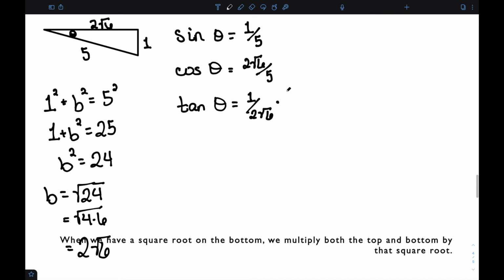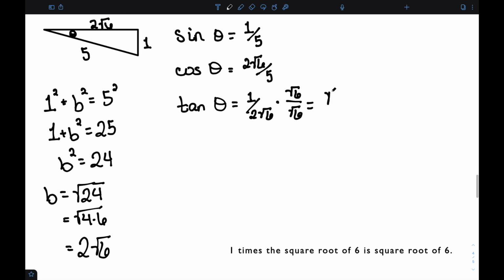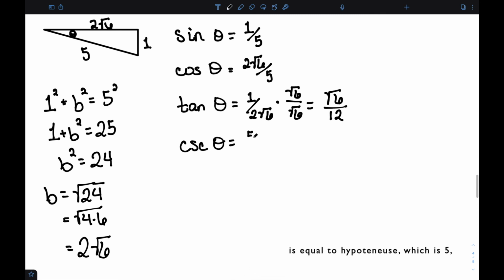And when we have a square root on the bottom, we multiply both the top and the bottom by that square root. 1 times the square root of 6 is square root of 6. The square root of 6 times the square root of 6 is 6, times 2 is 12. So this is the same thing as the square root of 6 over 12. Cosecant of theta is equal to hypotenuse, which is 5, over opposite, which is 1. So this is just equal to 5.